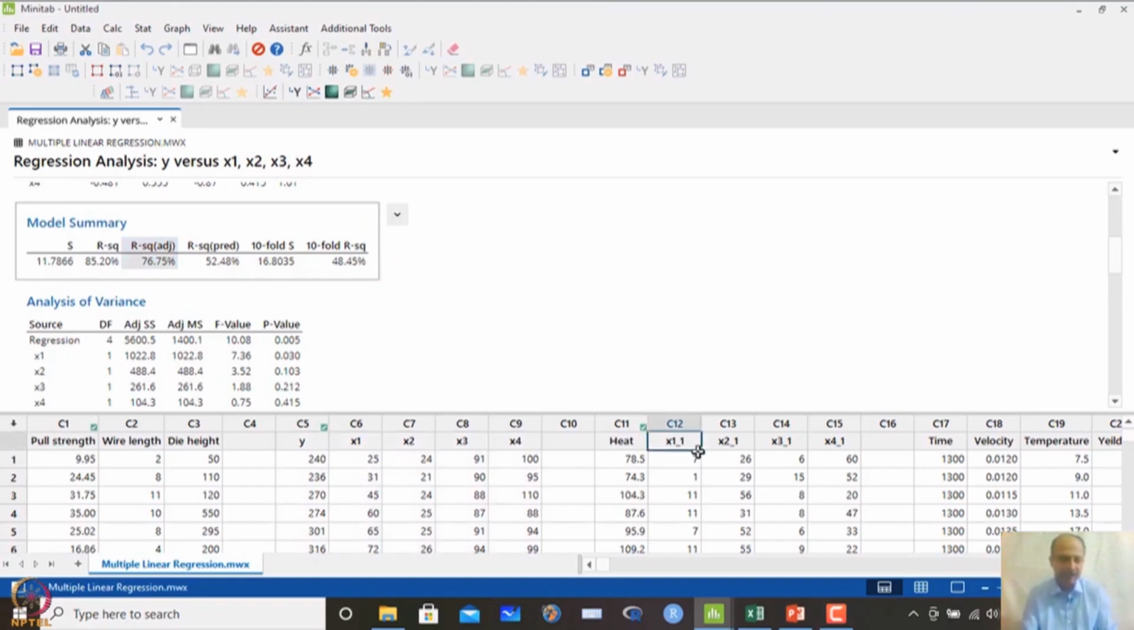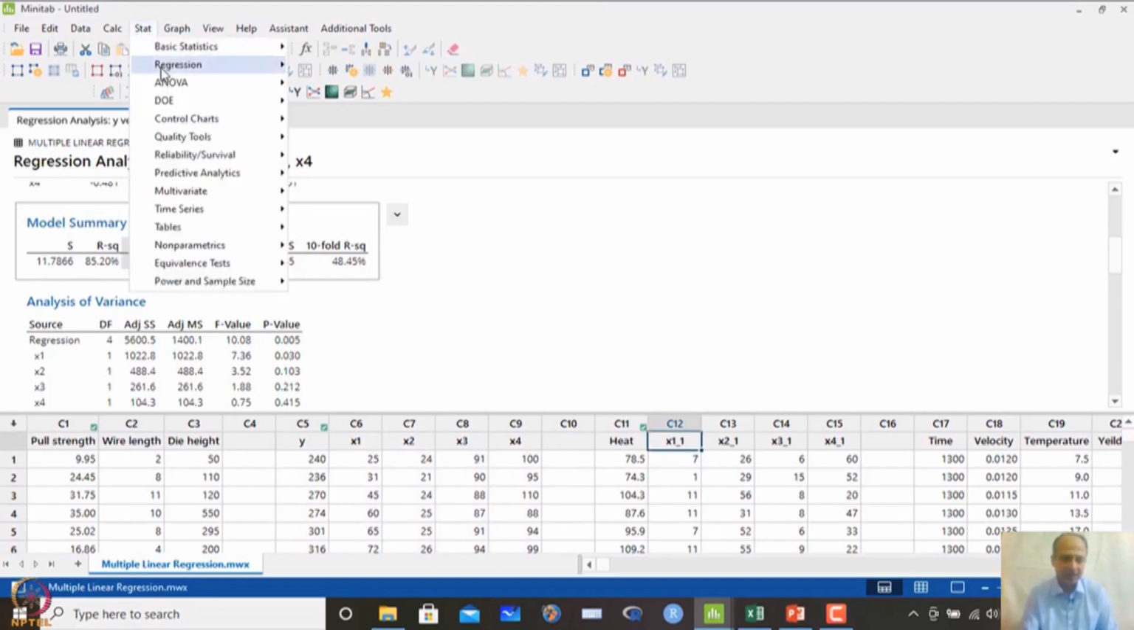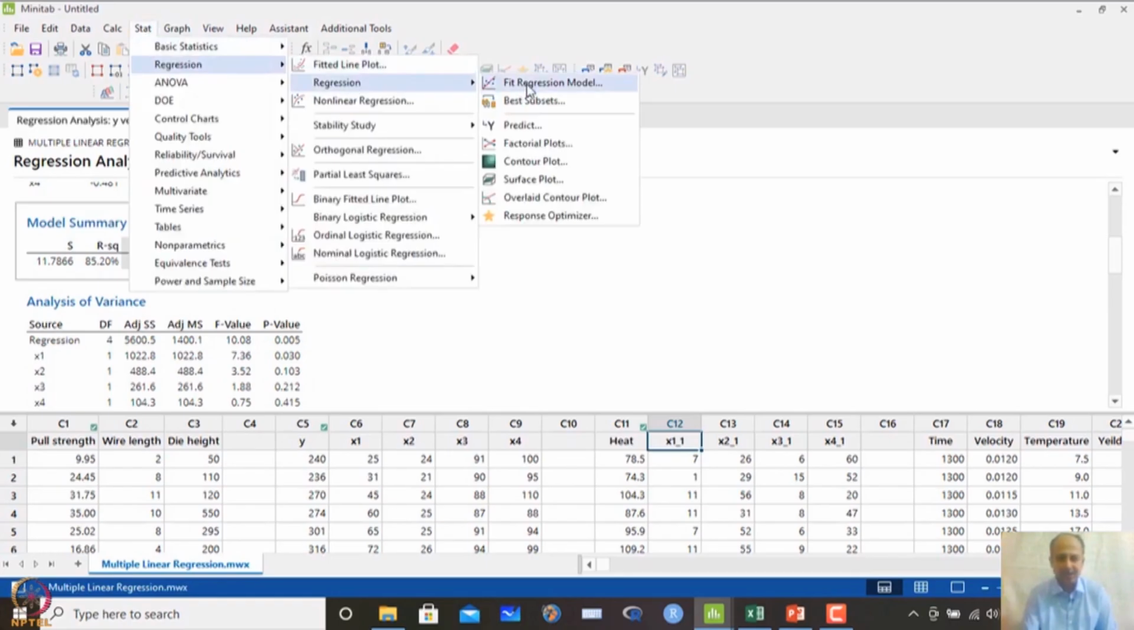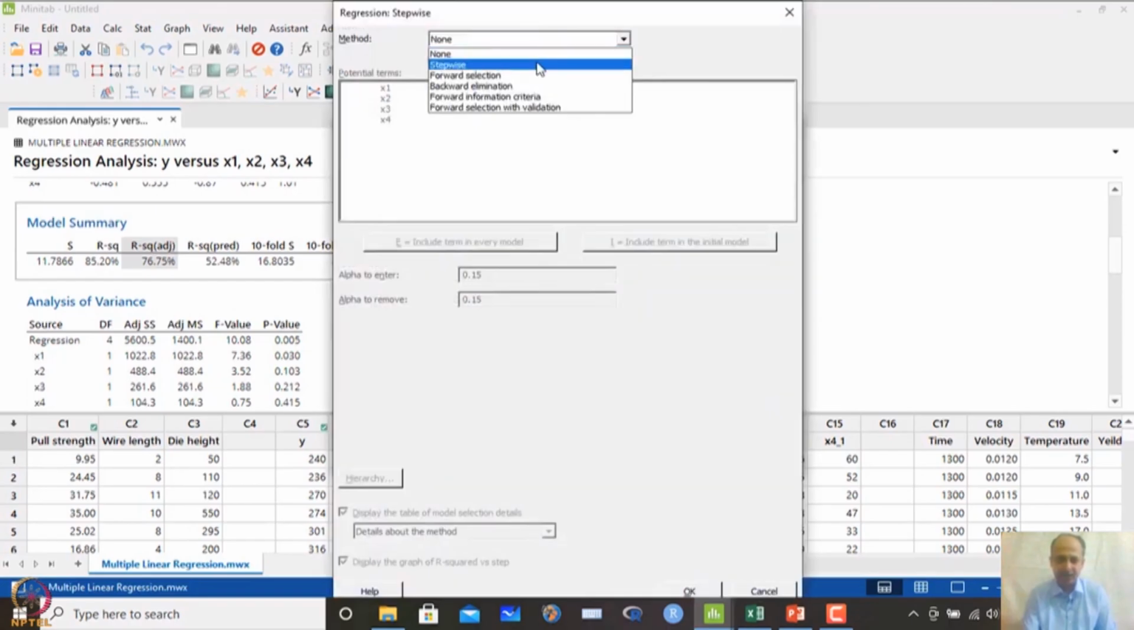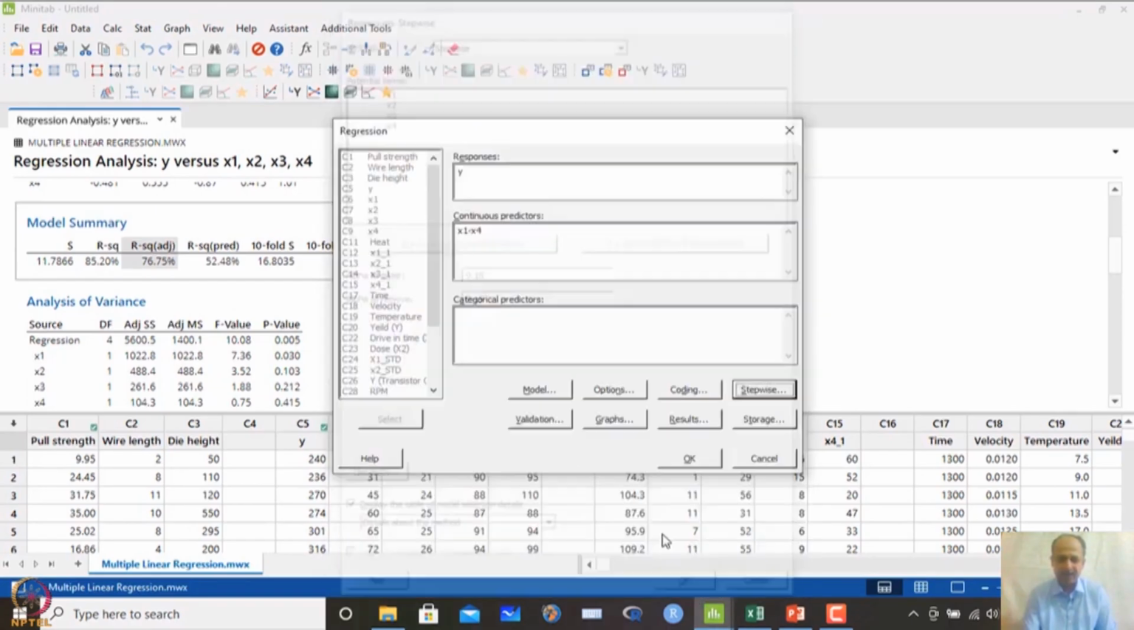How do we select which variable is to be included and which is excluded? Regression analysis also gives you the fit regression model. There is an option of stepwise regression over here. If I go for stepwise regression, it will automatically suggest which variables to keep and which variables not to keep.